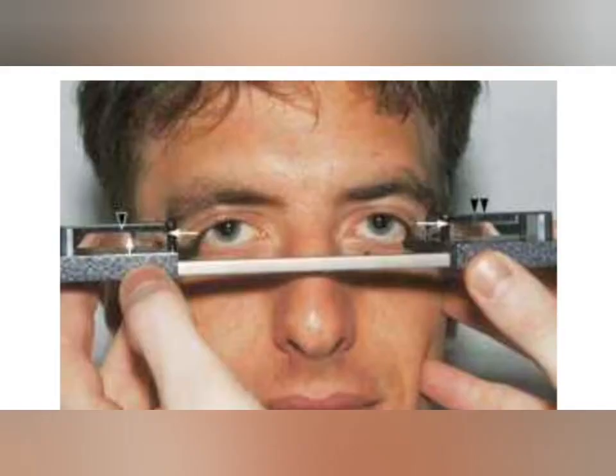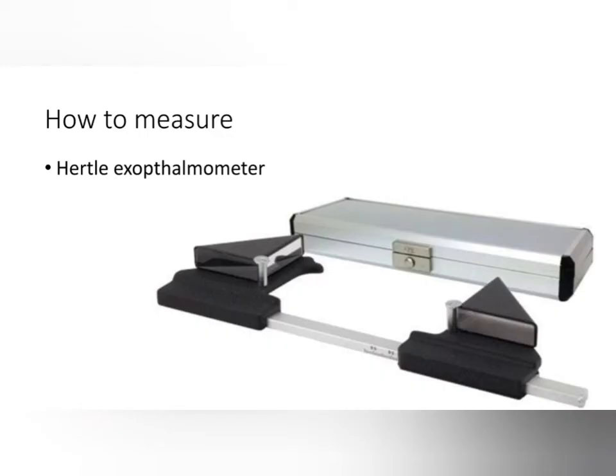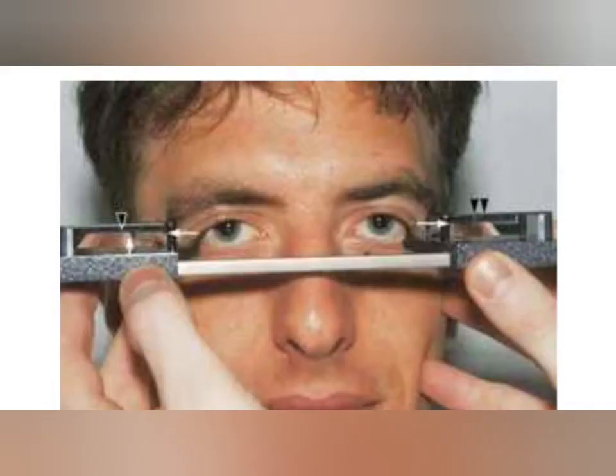Now, this is how Hertel exophthalmometry is done, where this Hertel exophthalmometer has two grooves here. You will place these two grooves on the lateral orbital margin and measure the distance between them, the interorbital distance. You will note it down, because at each visit of the patient this interorbital distance will be the same, so do not change this distance.